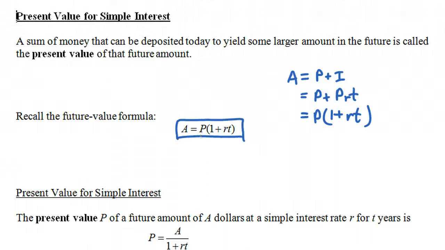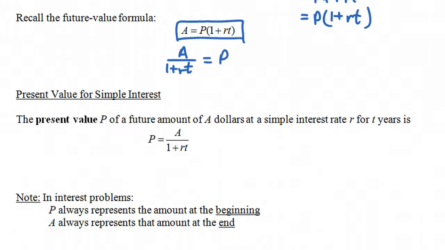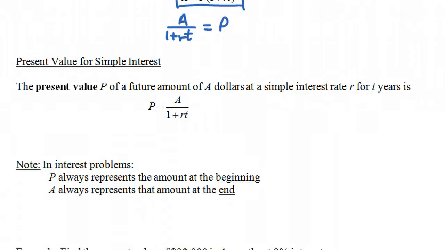Well, if you solve this formula for P, basically if you divide both sides of this formula by 1 plus RT, on the left-hand side you'll have A over 1 plus RT is equal to P. And this is the present value formula. The present value, P, of a future amount of A dollars at a simple interest rate R for T years is given by this formula. That's the formula I just wrote there. P equals A over 1 plus RT.